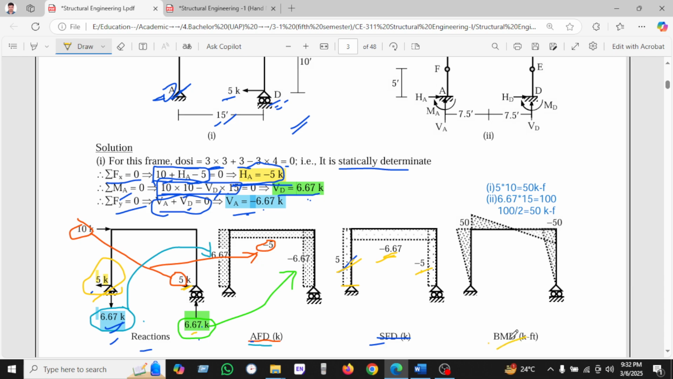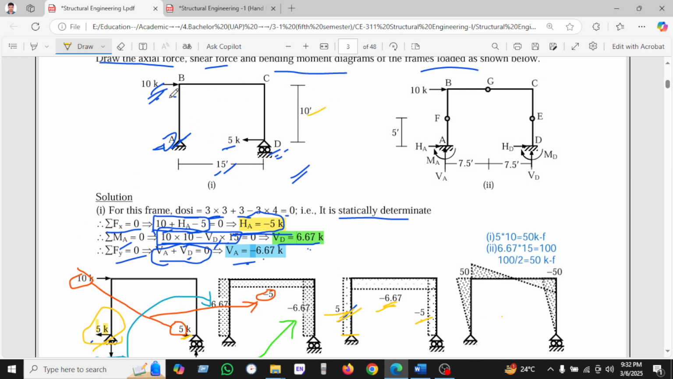And I will calculate the moment as we have been shown: 5 into 10. The area of the shear force will be the bending moment. So 5 into 10, where 10 is the length of this span, so it will be 50, and this is the 50.